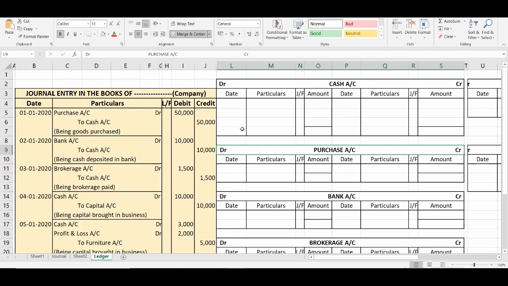So today we are going to learn how to pass entries from journal to ledger. Before this, we have learned how to pass entries into journal account. But if you have missed that video, the link is given in the description box below. You can just go through the video so you get a clear picture about how the journal entries are being passed in the books of accounts. And from there now we will pass these entries into ledger account.